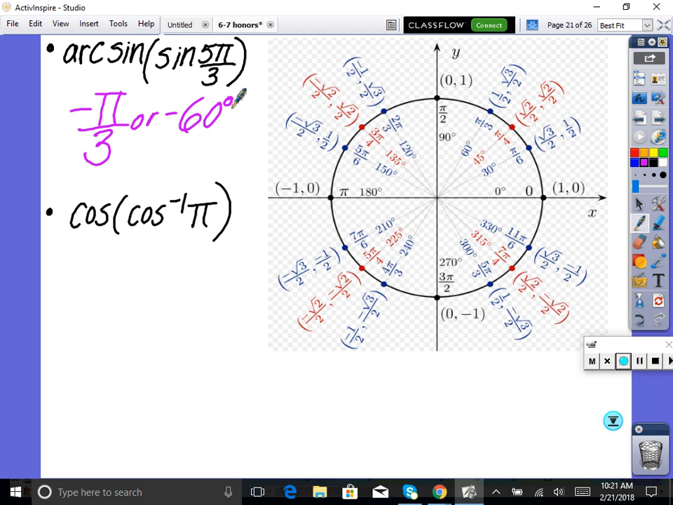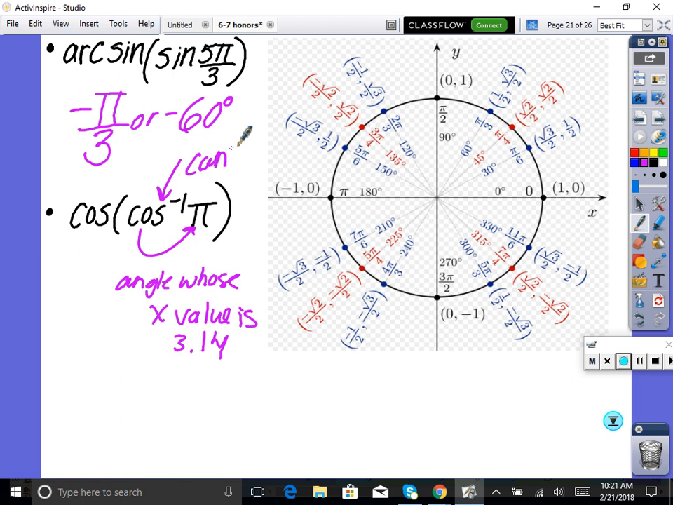Now right here, this one tricks people. Careful. We can say most of the time that these just cancel out. However, we do have to check one thing first. Can we even find the inverse cosine of that? That's the first thing we check. If so, they just cancel out. Can we find an angle whose x value is 3.14? That's greater than 1, isn't it? So that can't happen. Nope, because we can't plug in 3.